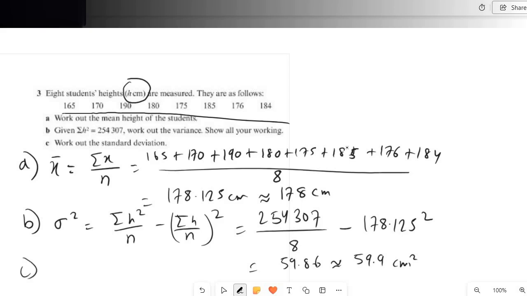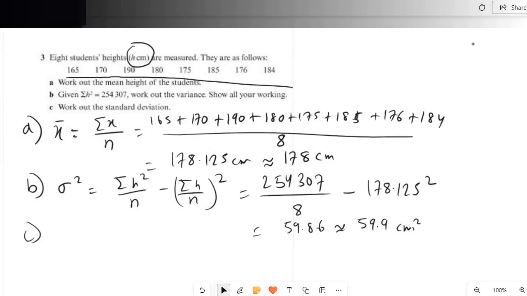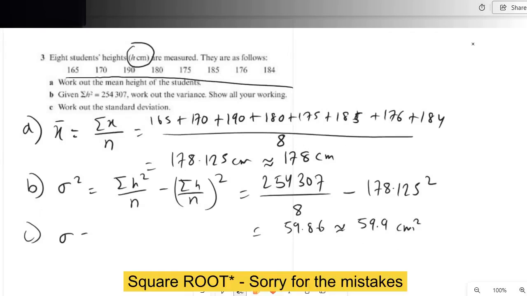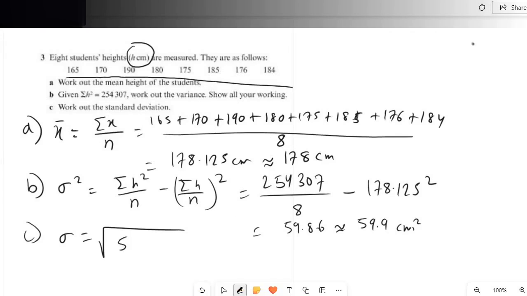For part D, we have to work out the standard deviation. So standard deviation is simply the square root of the variance. So standard deviation is equal to this. So root over 59.9, which gives us an approximate value of 7.74 centimeters. And this is our answer.